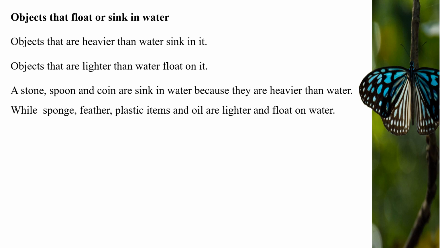Objects that float or sink in water. Objects that are heavier than water sink in water. Objects that are lighter than water float on it. A stone, spoon, and coin sink in water because they are heavier than water. Oil, sponge, feather, and plastic items are lighter and float on water.